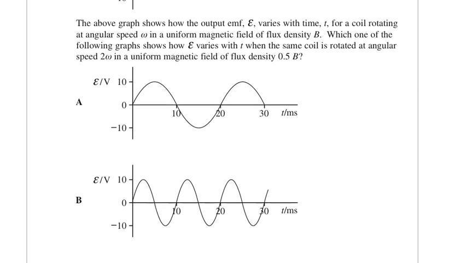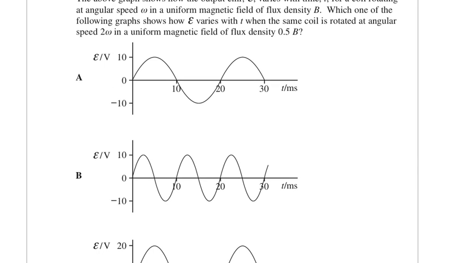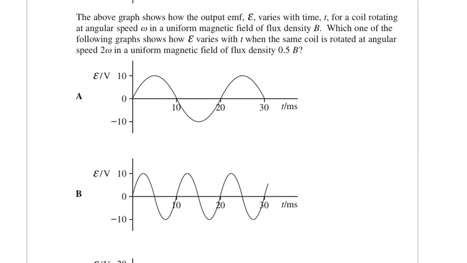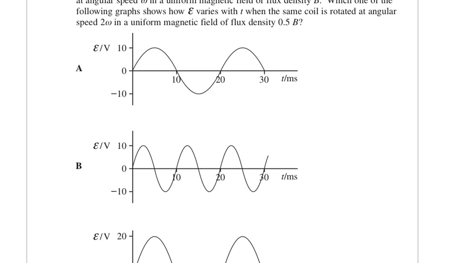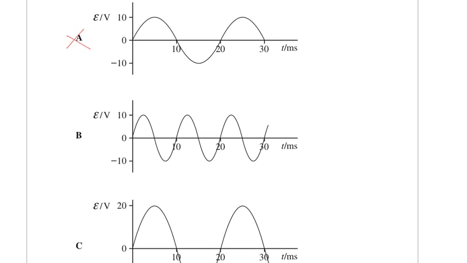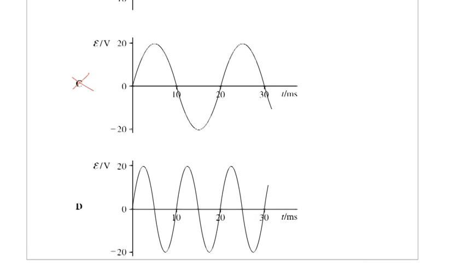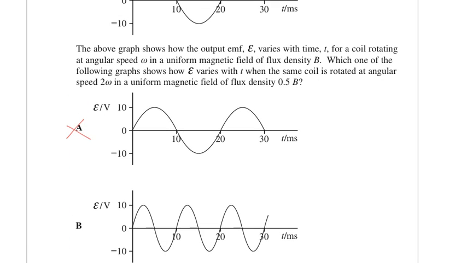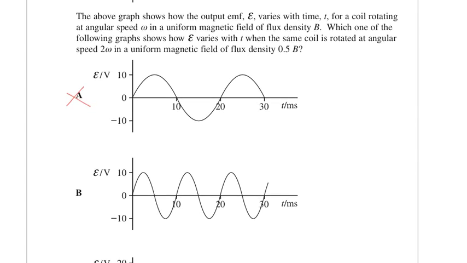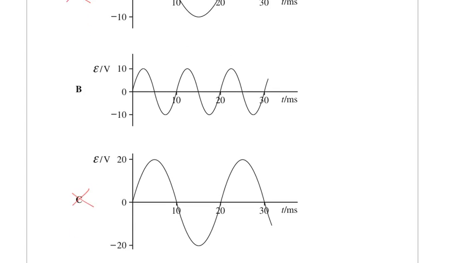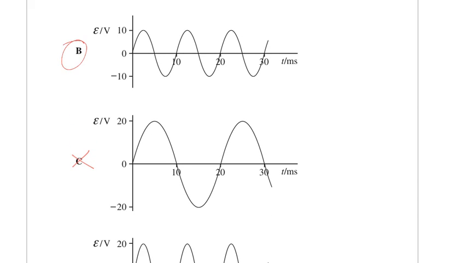What we're going to get is double the frequency if you have double the angular speed, so we'd expect twice as many cycles. So if there's one cycle in 20 seconds, there should be one cycle in 10 seconds, which is not A, it's not C, but it is both B and D. And you'd expect the EMF would remain the same because the rate of change of flux linkage is the same, because you've halved B but doubled the speed. So you'd expect exactly the same EMF to appear, which is answer B.